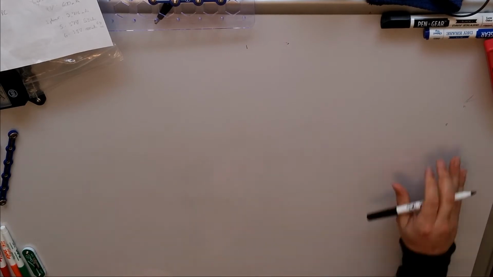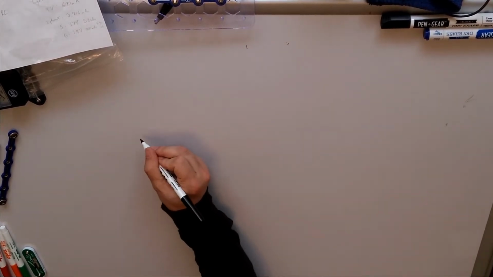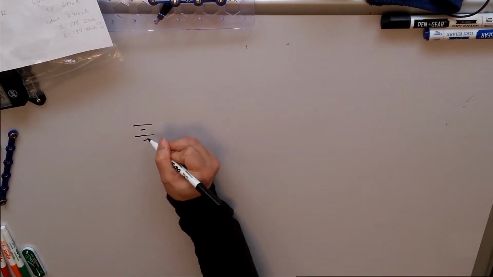All right, so now that we've introduced the idea of loop rule and junction rule and gone through them, we're going to see how we can start applying them onto very complex circuits. All right, so here's what we're going to do. I'm going to start by drawing out a complex circuit.